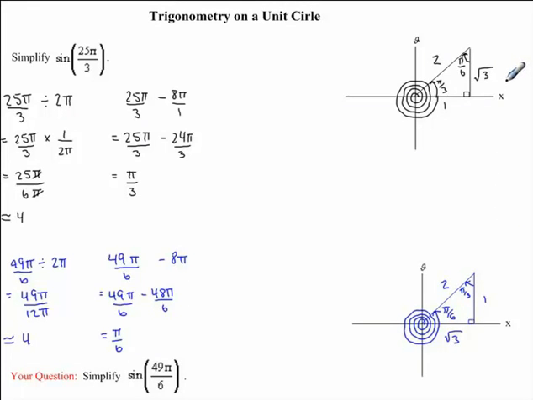Now coming back to our question, we can begin to solve our answer. Instead of finding sine of 25 pi over 3, we're going to ignore the full rotations of 2 pi, and we're just going to consider this angle, pi over 3. So we're really trying to find sine of pi over 3.